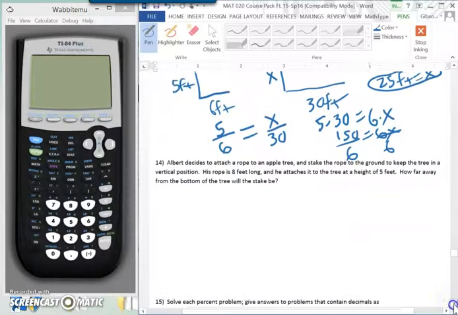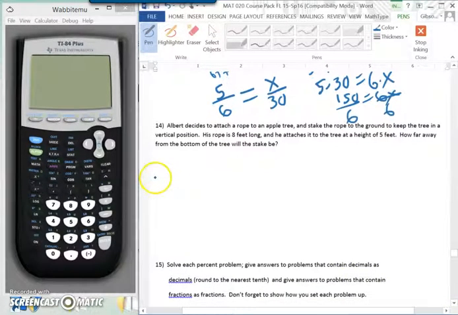Okay, now we go to problem 14. It says Albert decides to attach a rope to an apple tree and stake the rope to the ground to keep the tree in a vertical position. His rope is 8 feet long, and he attaches it to the tree at a height of 5 feet. How far away from the bottom of the tree would the stake be?